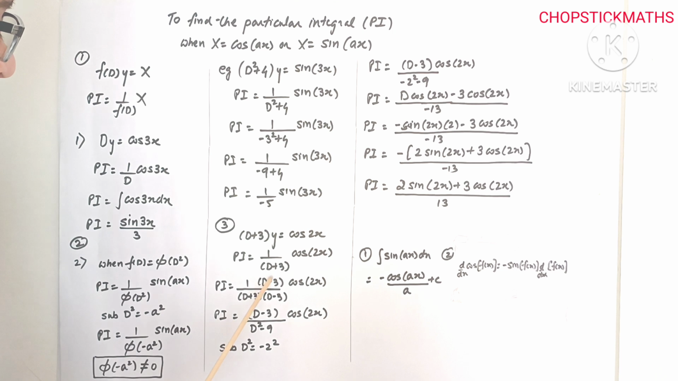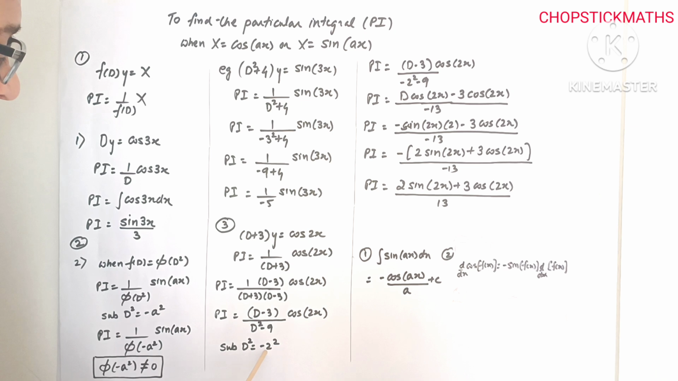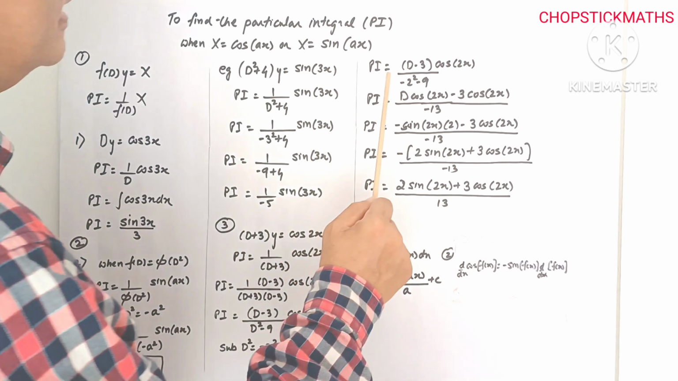So, PI will be equal to D minus 3 upon the product of this, which is D square minus 9, into cos 2x. Now you see over here, this is a function of D square. That is phi of D square is D square minus 9. Therefore, substitute D square as minus a square. A here is 2. Therefore, D square is equal to minus 2 square. So, the particular integral will be D minus 3 upon D square, which we have substituted as minus 2 square.